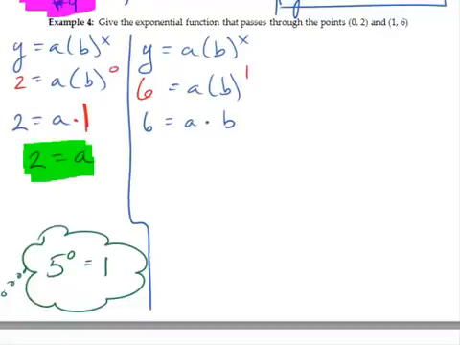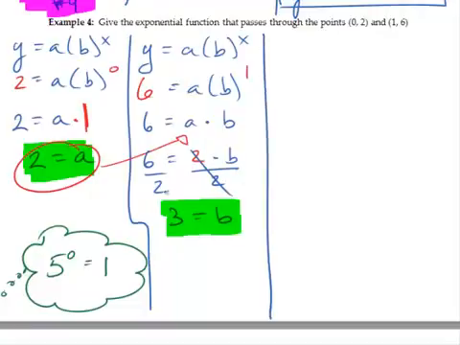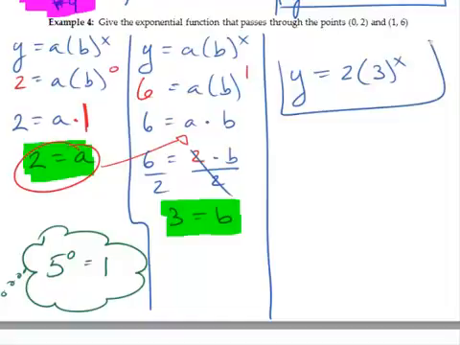Let's substitute the a value that we know. We know that a is 2. So we have 6 equals 2 times b. Divide both sides by 2. We get that b equals 3. So since we already have the two pieces, a and b, we don't need to do step 3. We're just going to move straight to the end and say y equals 2 times 3 to the x. And that's it.